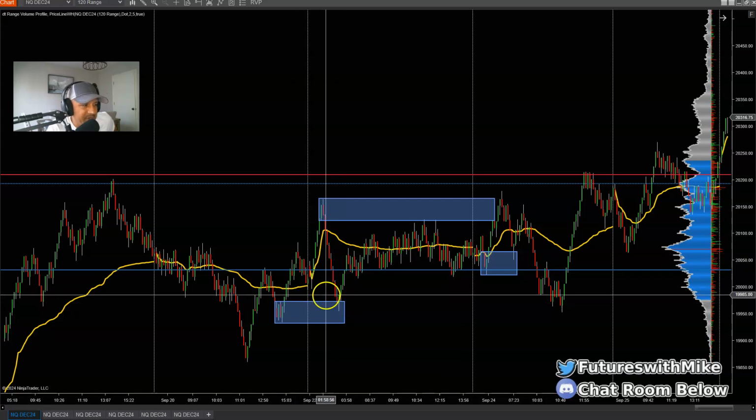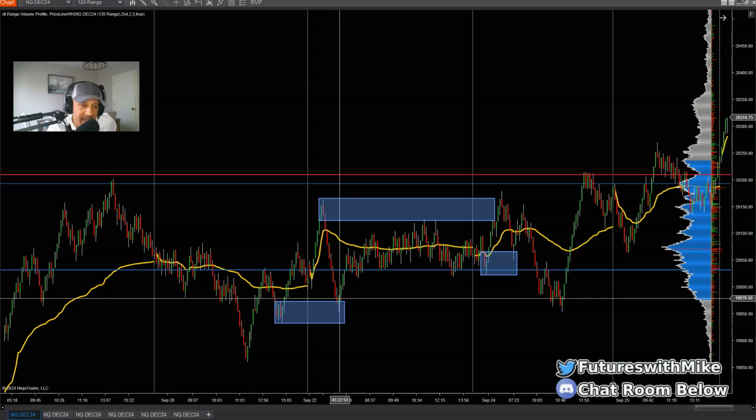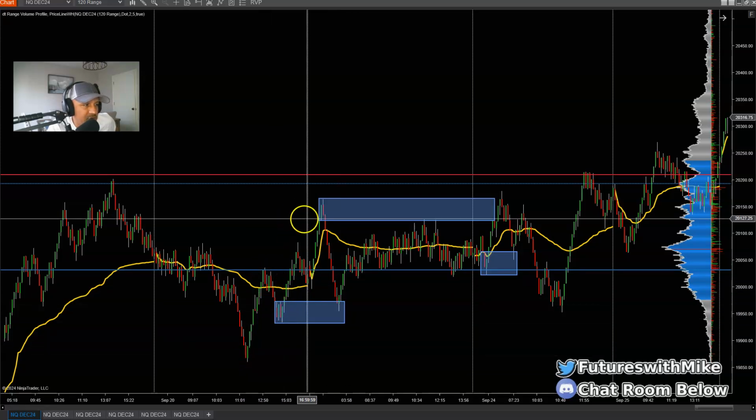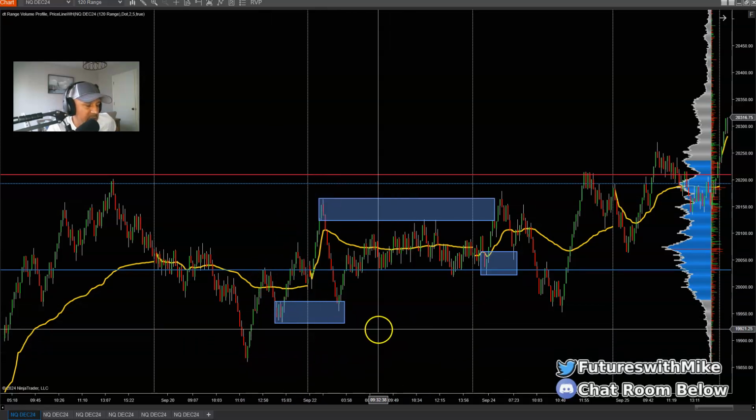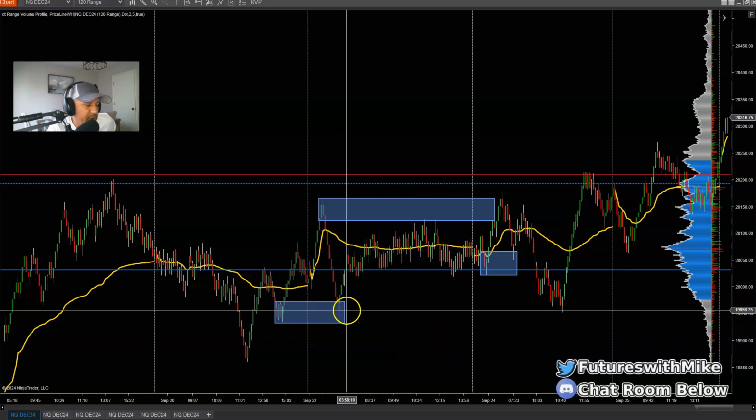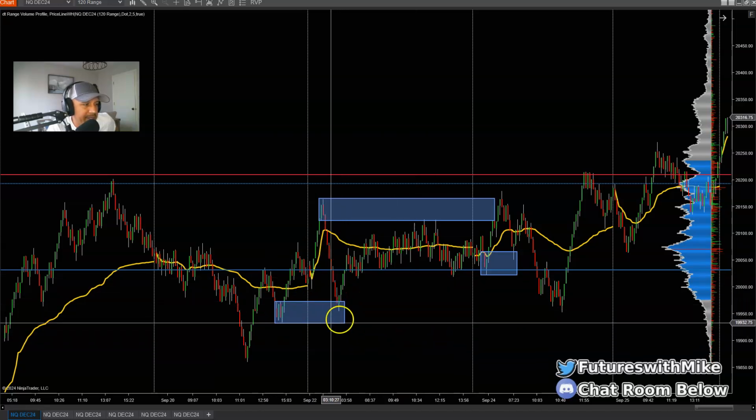But we'll treat this as if this was a demand setup right here, which it is, because we got the market breaking structure higher. This happened on the 23rd of September. The market pulls back to this key area of demand.